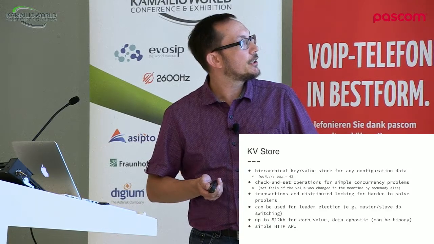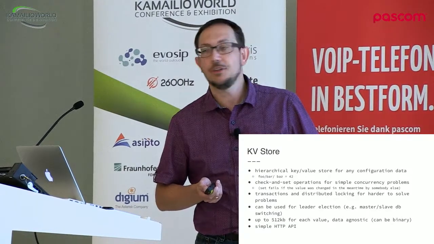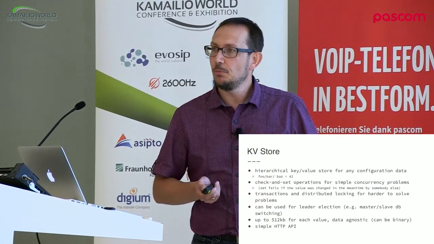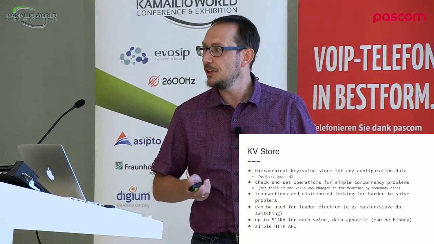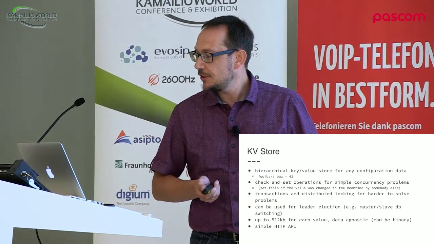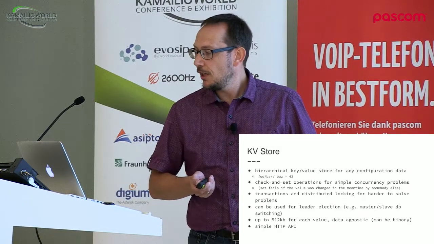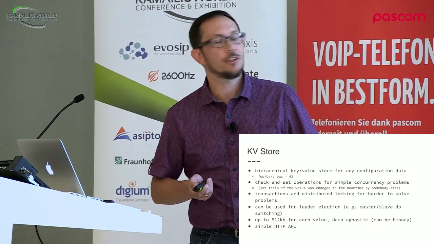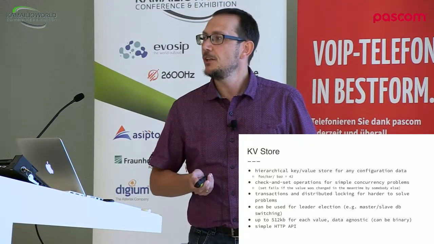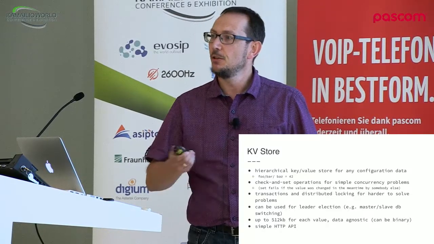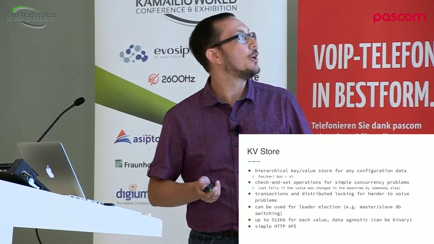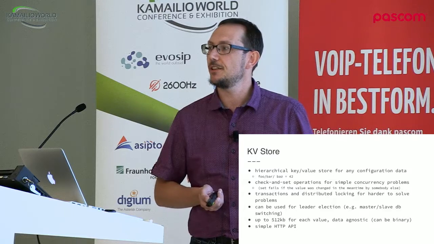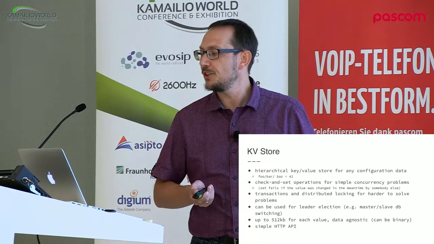What's nice is it has a few tools for helping you in synchronizing things. So you can say, I want to change a value, but only if nobody else changed it in the meantime, so index-based. You can have transactions, and you can even do distributed locking, and you can use it for example for doing leader election. So if you have a master-slave database, Postgres, something like that, you can use it for deciding who will be the master, who will be the slave. So that's a typical use case for this KV store. But of course, you can use it as a generic KV store, not as fast as Redis, but for a lot of purposes, it's probably good enough.